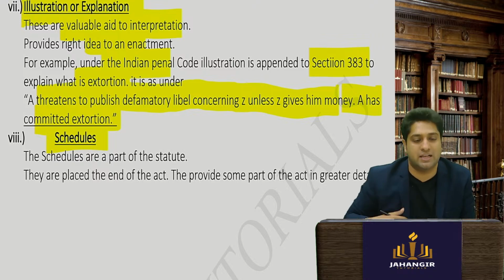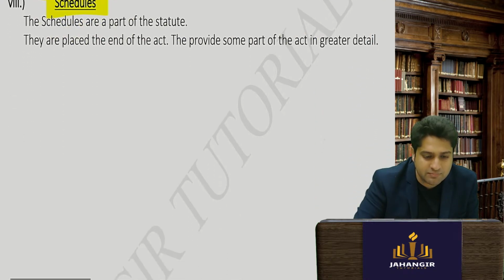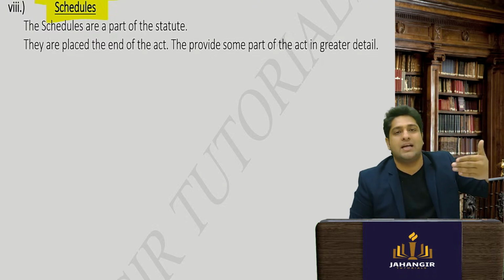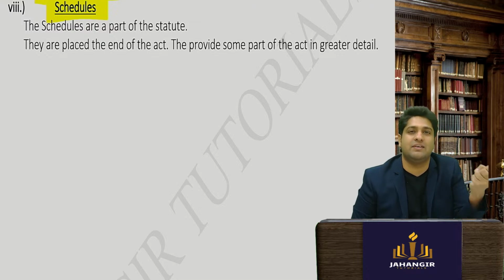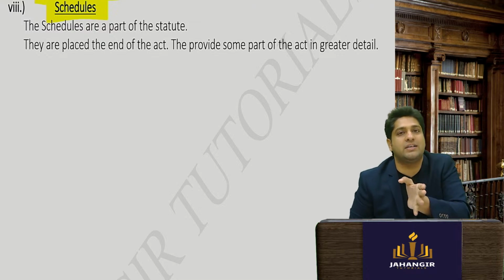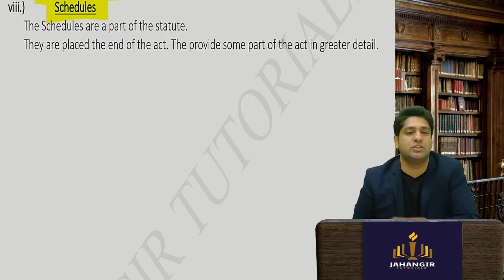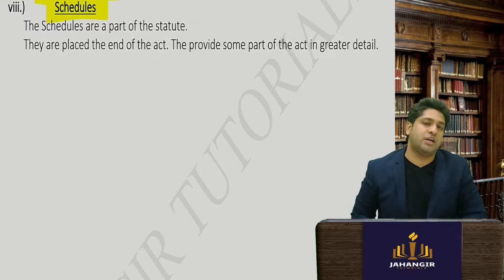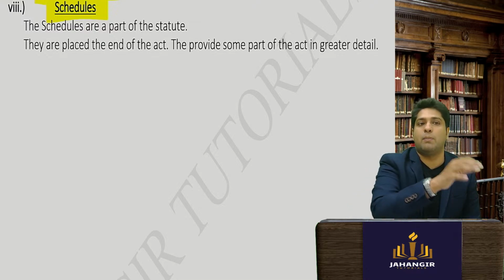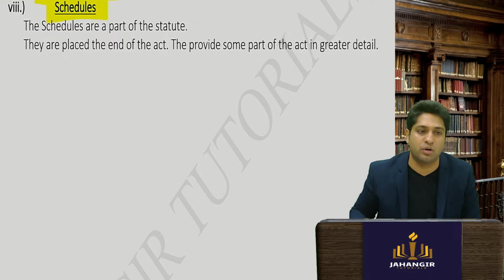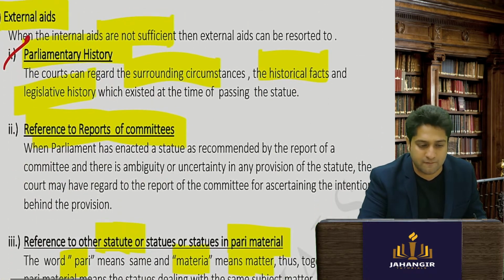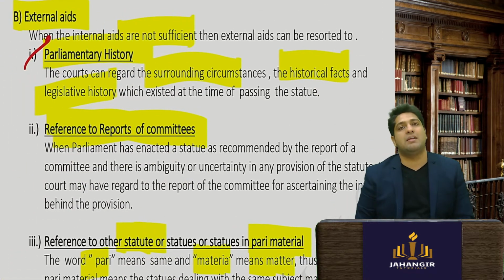Then schedules are there. Schedules come at the end of an act. Once the act is over, then there is a schedule. Now a schedule could be something very basic that they want to write in general. For example, they will say that the fees will be provided as given in the schedule, or this labor law applies to any industry specified in the schedule. So the schedule is placed at the end. It is to provide anything in depth, in greater detail, which they don't want to put in the act at the moment. Then external aids are parliamentary history.